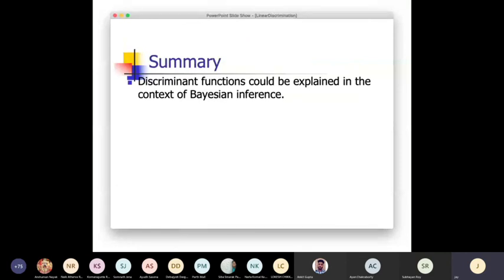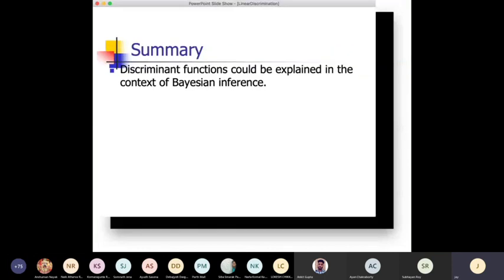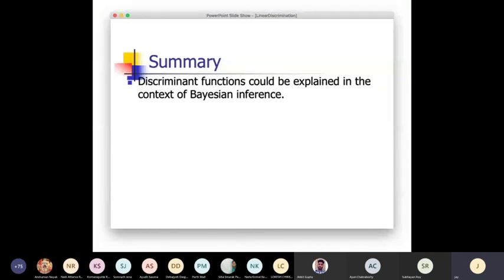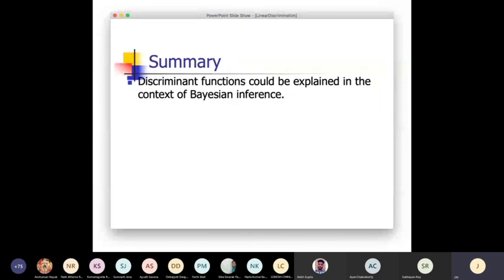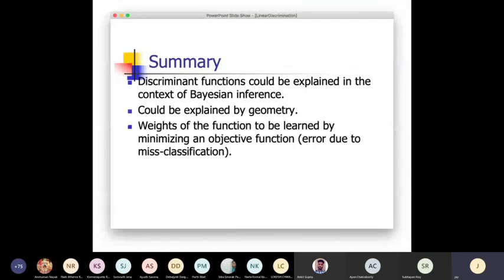With this, let me summarize this particular topic, what we covered under linear discriminant functions. Discriminant functions we can explain also in the context of Bayesian inference. The last part of my lecture was basically explaining how Bayesian inference is also involved in this case. It could also be explained by geometry, which is another interesting thing. And the weights of the function are to be learned by minimizing an objective function, usually the error due to misclassification. You can use the gradient descent method.